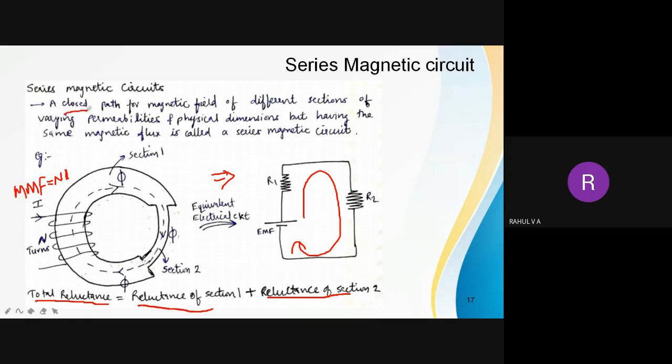So we will just read a closed path for a series magnetic circuit, a closed path for magnetic field of different sections of varying permeability. That means its permeability is different, so the reluctance will also be different, and the physical dimensions will differ, such as area or diameter, but with the same magnetic flux. If you take both the sections, the flux will be the same.